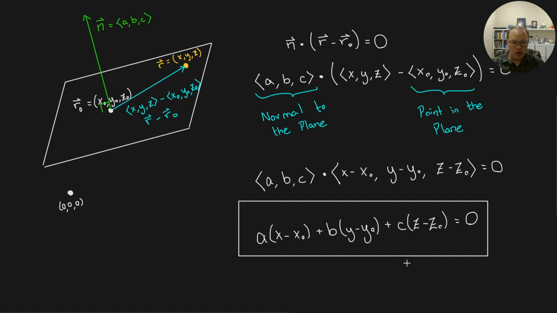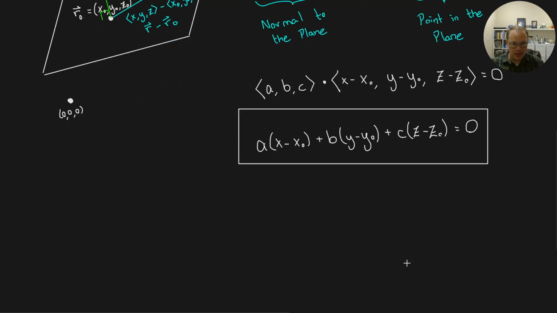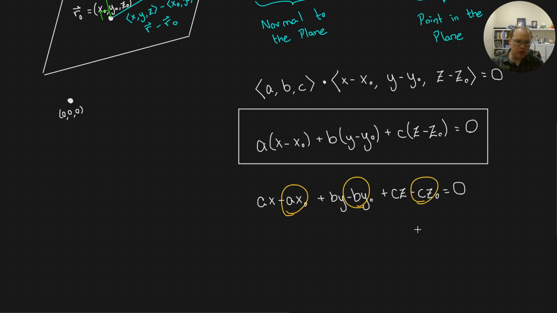Now, sometimes what we also do is we distribute the a, b, and c. So I get ax minus ax naught plus by minus by naught plus cz minus cz naught equals 0. Okay, I'm going to combine this, this, and this. These are just numbers, right? Ax naught, by naught, cz naught. These are all just numbers. I could add them together and I'd get a different number. I'm going to call it d.